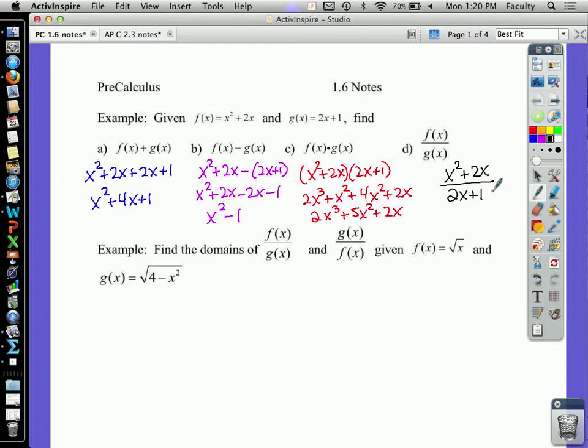All right, you should be done with your 4. Let me have you look at mine. In letter A, I have x squared plus 4x plus 1. In B, you have to be very, very careful.